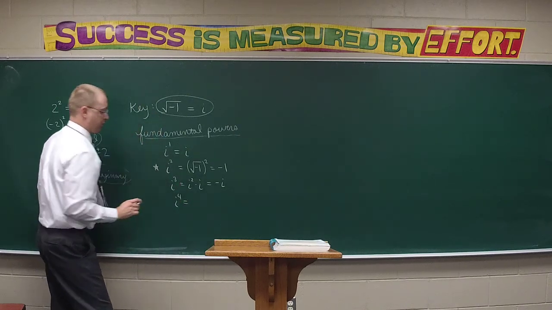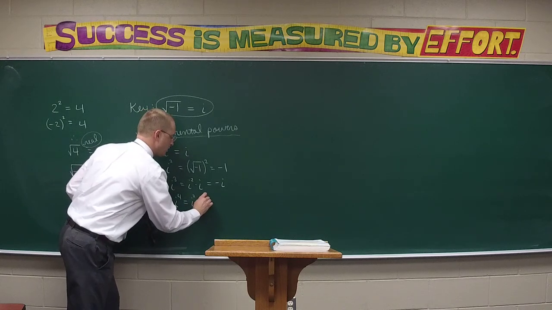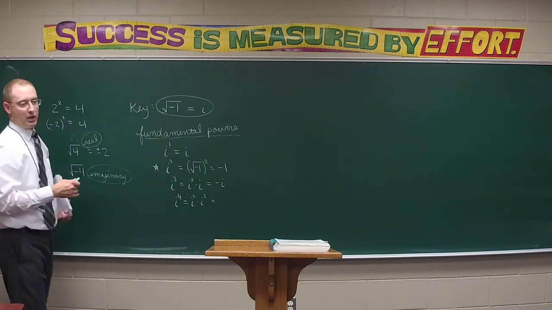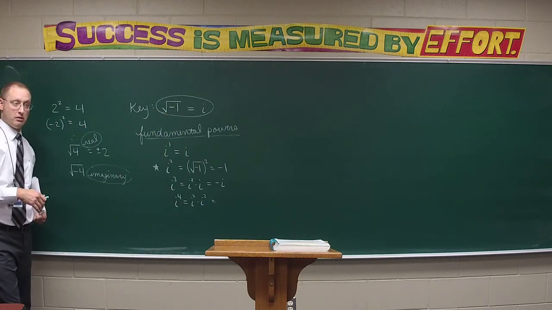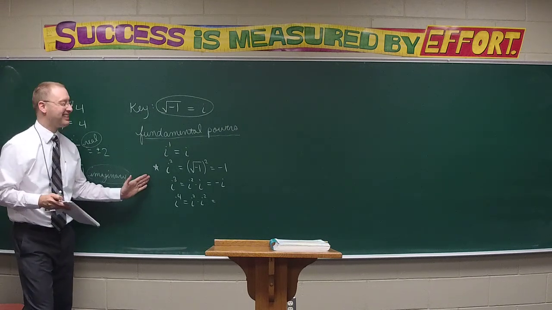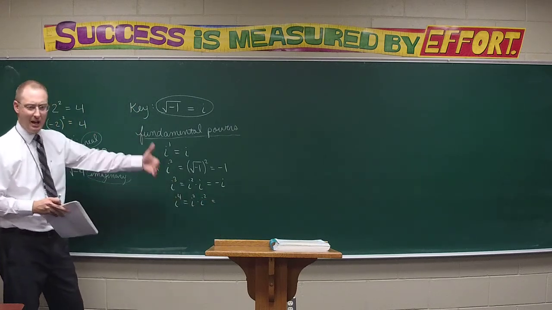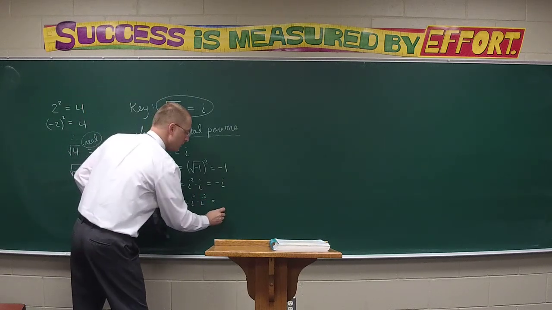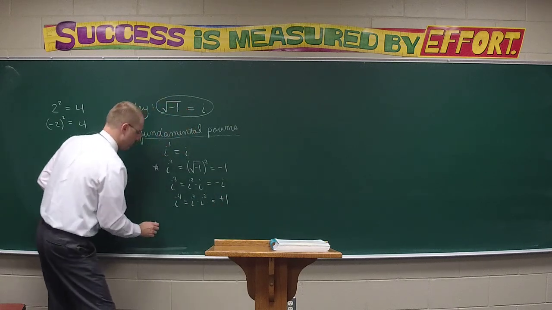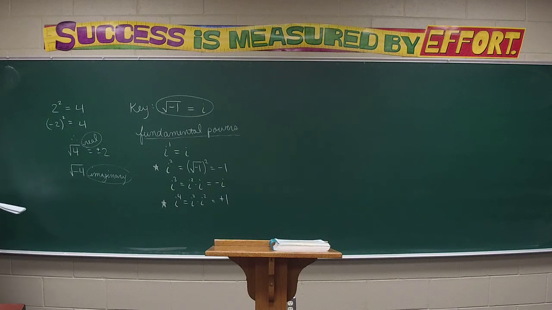Finally, i to the fourth. Well, i to the fourth, that would be i squared squared, or i squared times i squared. But i squared, class, is negative 1. Class, i squared is negative 1. So if we have i squared times i squared, that's negative 1 times negative 1. That gives positive 1. Put a star next to that as well. i to the fourth equals positive 1.